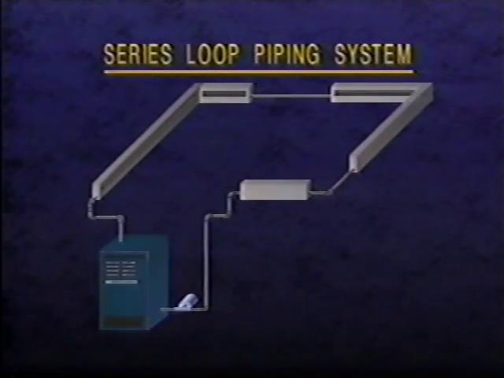Next, we want to discuss different methods for piping hydronic heating systems. Series loop piping systems are usually found in residences and small buildings. This piping system uses one continuous loop or circuit from the boiler supply pipe through the heating terminals and back to the boiler return pipe. The heating terminals are usually baseboard units with everything connected in one continuous loop.